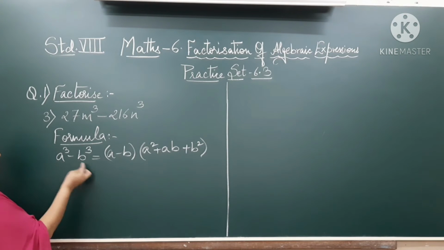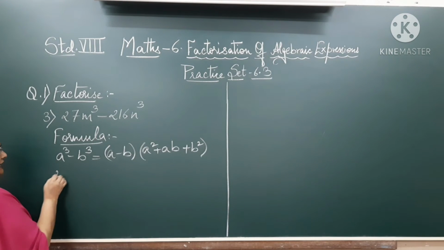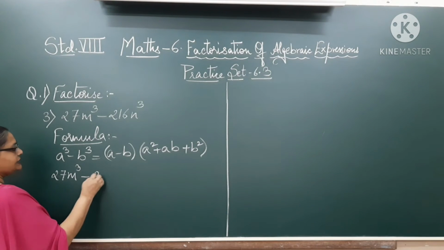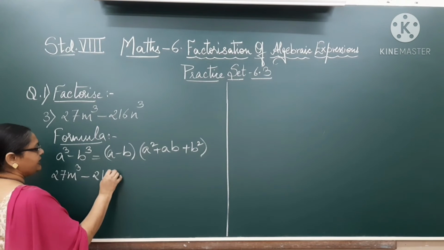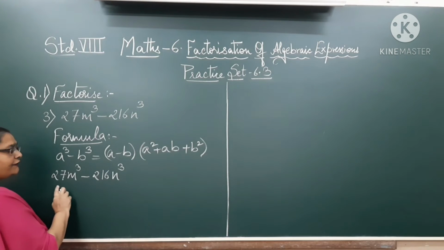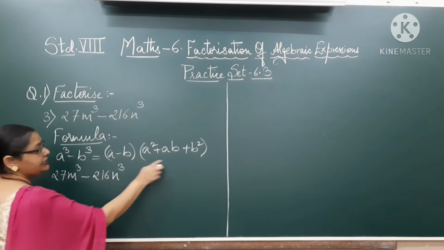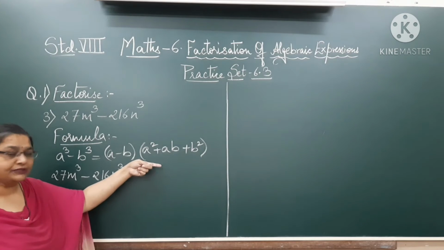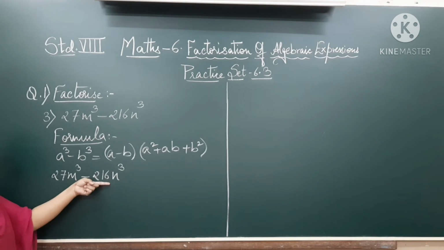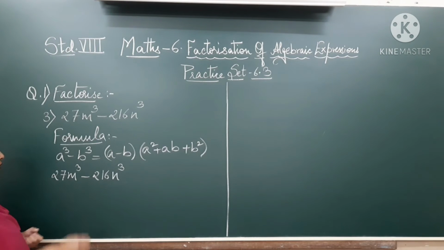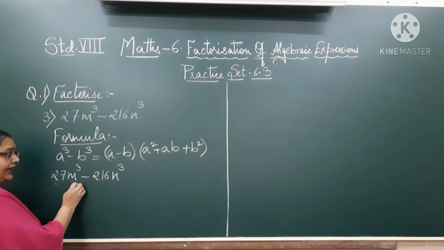Why? Because 27m cube is in the form of a cube, and 216n cube is in the form of b cube. But if I need to use this formula, I need to find out the value of a as well as b, right? Here we have a cube and b cube. So let us find out what a and b are.